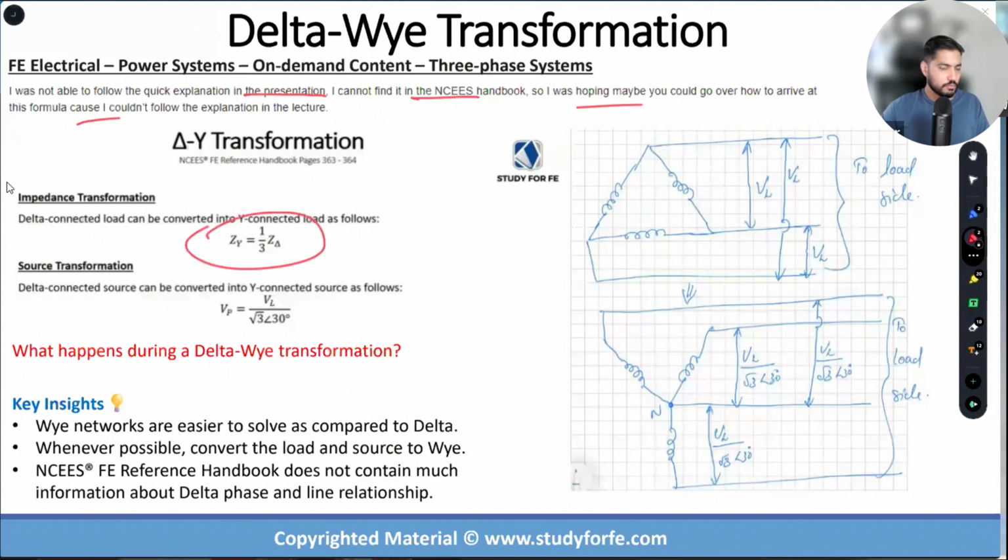This is the given impedance transformation. So if you are given a delta impedance, you can convert that into a Y impedance, right? And vice versa. What's not given is a source and the load transformation, right? So the superscripts that are missing over here is that this is the delta line voltage, and I'm converting that into a Y phase voltage, right? So a picture is equal to 1,000 words.